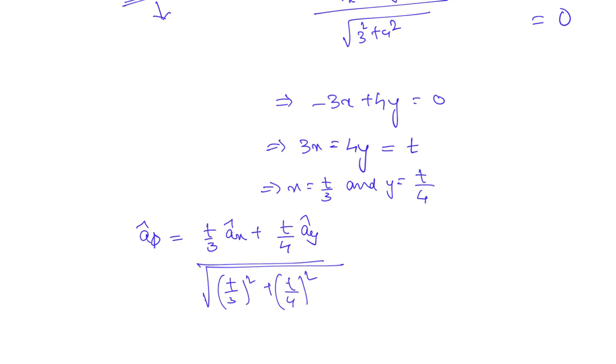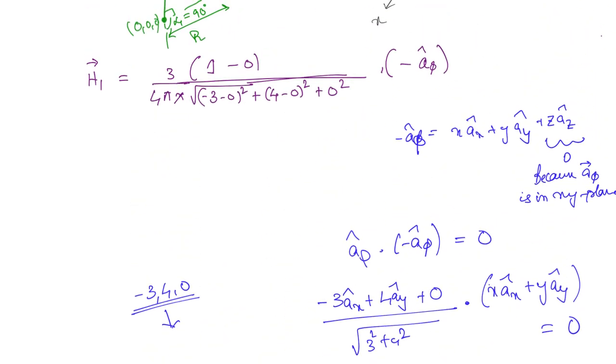In this way t is going to get cancelled and you are going to get the final expression 4 by 5 ax cap plus 3 by 5 ay cap. Okay. So in this manner you can get the tangential direction in terms of the x and y coordinates.